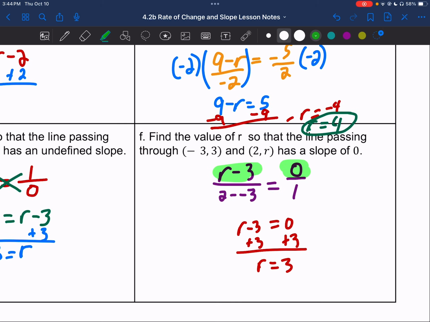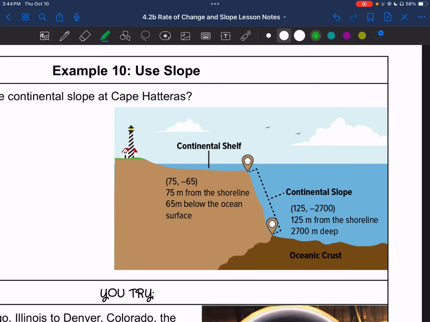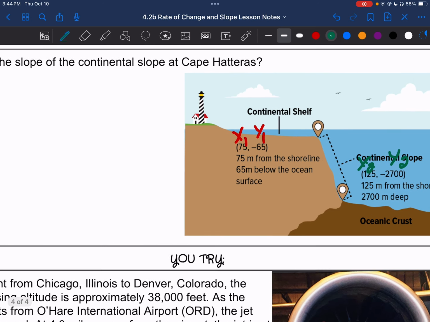So now we're going to move on to example number 10, which is using slope. We want to know what is the slope of the continental slope at Cape Hatteras. You go from the continental shelf to the oceanic crust, and this boundary layer is the continental slope. So we have our coordinates right here: x1 and y1, and x2 and y2. And now we just need to find the slope of those.